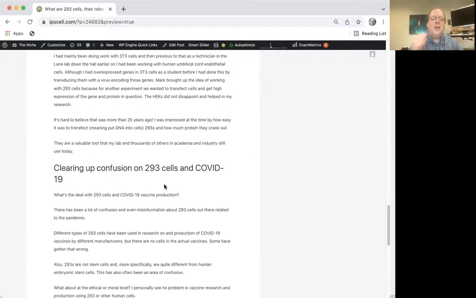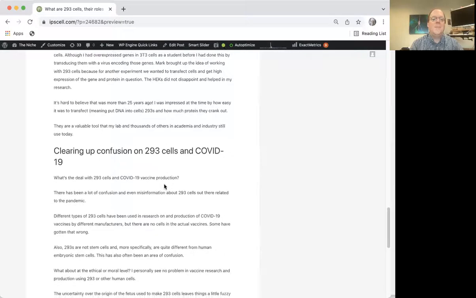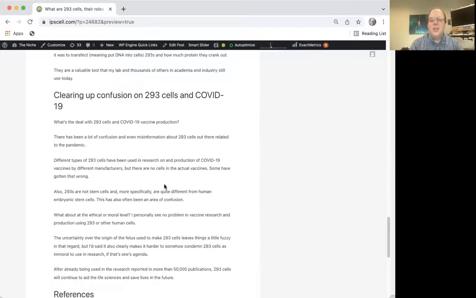So there's a couple areas where things have gotten kind of confused with 293 cells and COVID-19. And so I think one thing to make definitely super clear is that when one gets a COVID vaccine, there are no 293 cells in the vaccine. So you're not getting injection of actual cells. There's just other stuff in there like RNA. So no, there's no actual 293 cells in the vaccines.